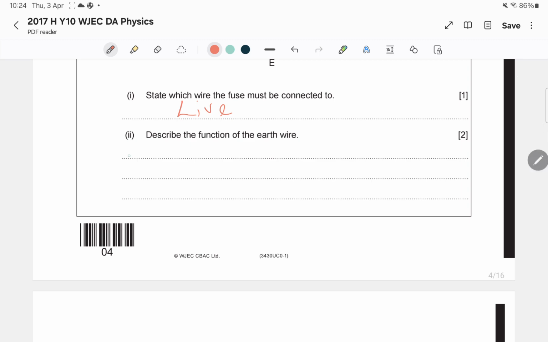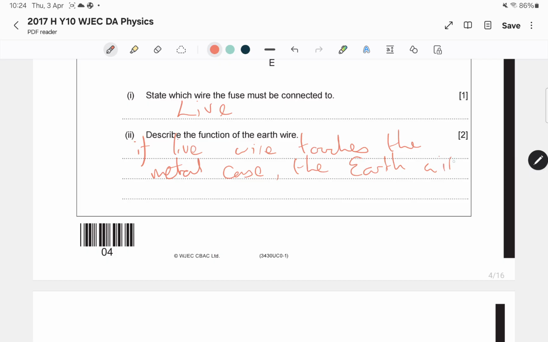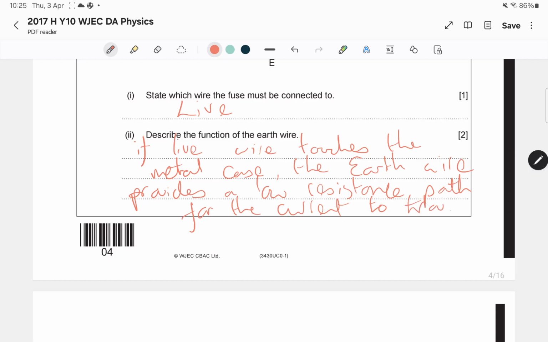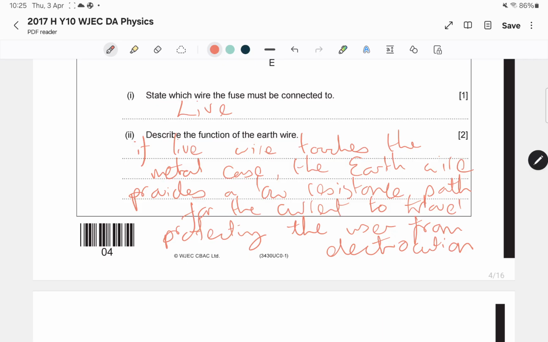So this is knowledge base, straight out of your book. If the live wire touches the metal case, all the wires are going to be metal, the earth wire provides a low resistance path for the current to travel, protecting the user from electrocution. Straight out of your book definition.